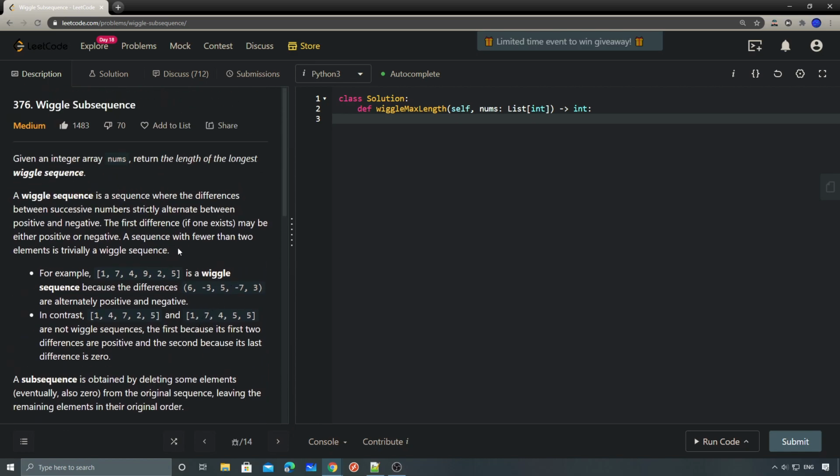At first glance, this problem is very similar to the LIS problem, the longest increasing subsequence. The only difference is that it's not increasing; it has to alternate between positive and negative differences. So the first approach, since we need to alternate between positive and negative, is to maintain two DP arrays.